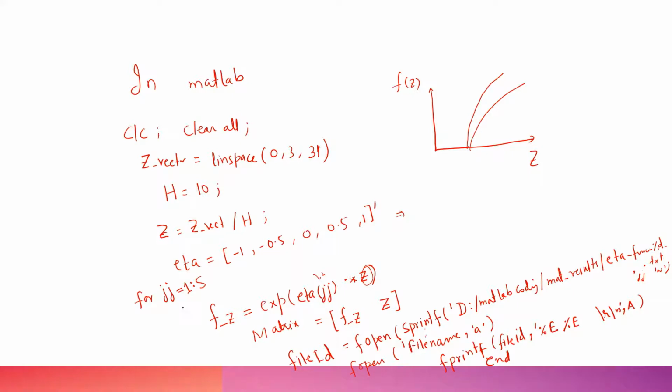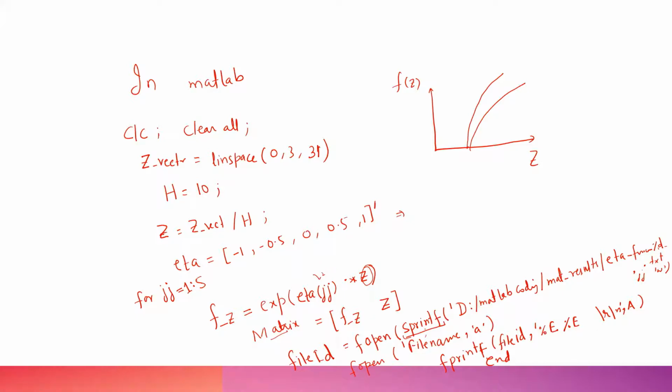For jj equals 1:5, we have written a function fg. It will read each value corresponding to jj. If jj is 1, it will read the first value, eta of 1, that is -1, and then the matrix we have written here, fg comma z. So corresponding to z, the function fg will be stored here, and the file ID here, that is fopen sprintf. It is the command sprintf, so that we can store these values, fg and z, in some file on our computer.